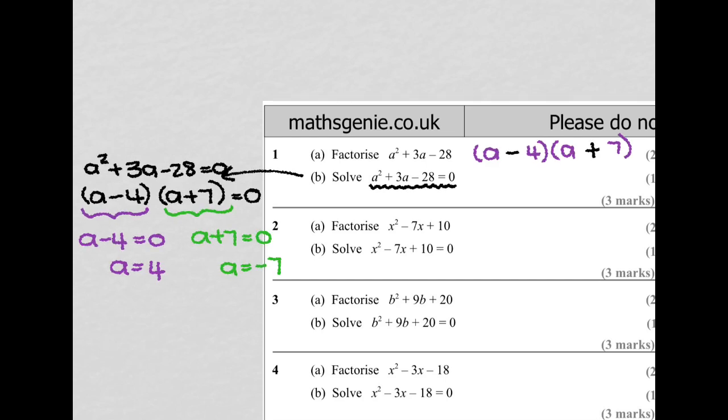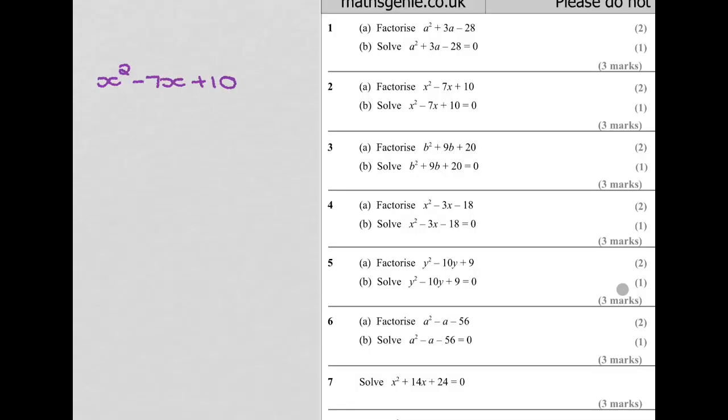And that is what is meant by solve. So solve for a implies that a is equal to 4 and a is equal to negative 7. All right, pause if necessary and write down those notes, and then I will talk you through question 2. All right, so let's look through question 2.